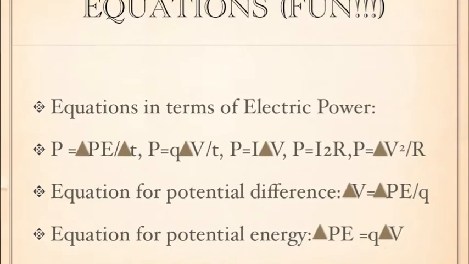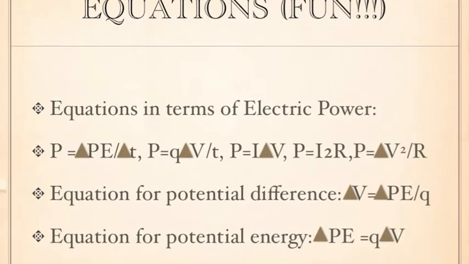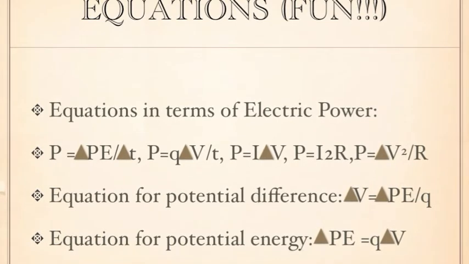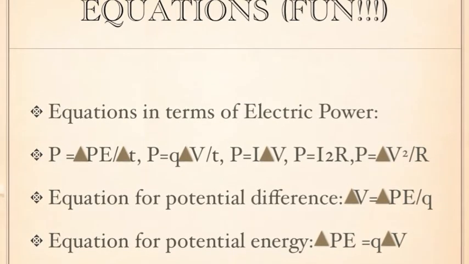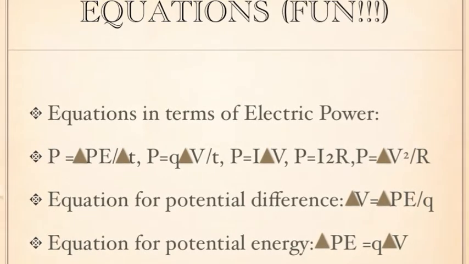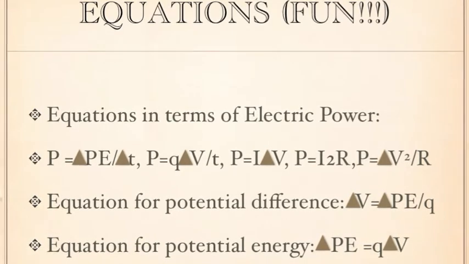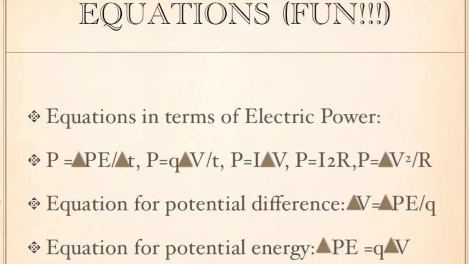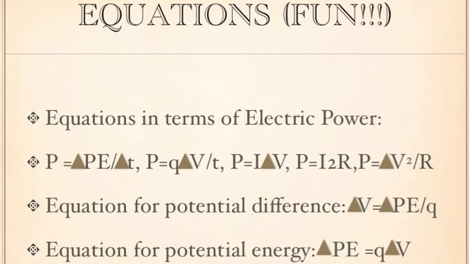Alright, here are some of the equations. All of these are for power. The first one: power is the change in potential energy divided by the change in time. Power is the charge times the change in potential difference, divided by time. Power is the current times the change in potential difference. Power is the current squared times the resistance, or power is the potential difference squared divided by resistance.